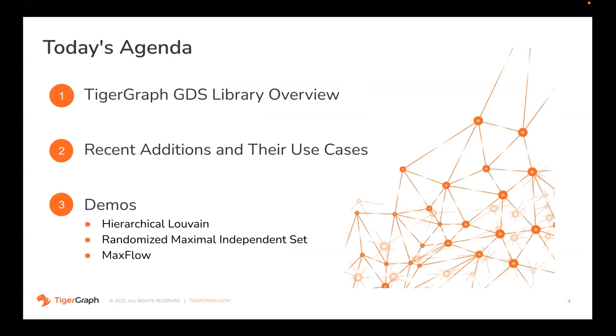So our agenda for today is we're going to give a brief overview of the library. Some of you who saw part 1 have already seen this. This is just to get everyone up to speed. Then we're going to focus on the main topic for today: what's been added to the library recently? What are some of the new algorithms, the new categories, and their use cases? And then we will conclude with a demonstration of a couple of those algorithms, 3 of them.